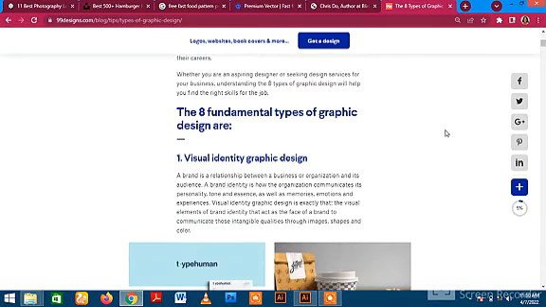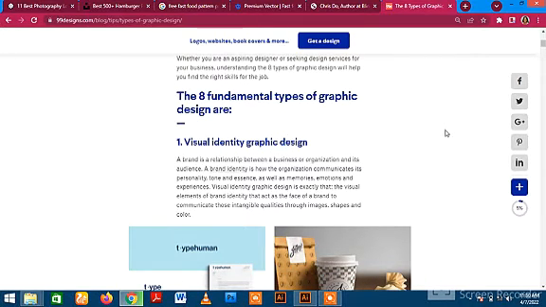a visual identity graphic designer. As the name implies, it's pretty simple and pretty straightforward. What you do is create the visual identity of a brand, of any brand. What is a visual identity? It's exactly what it is.